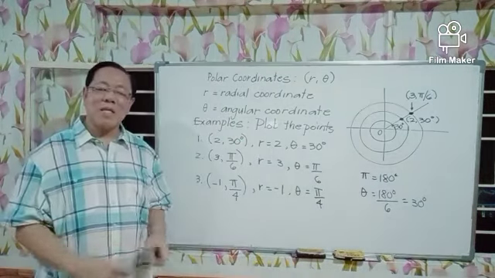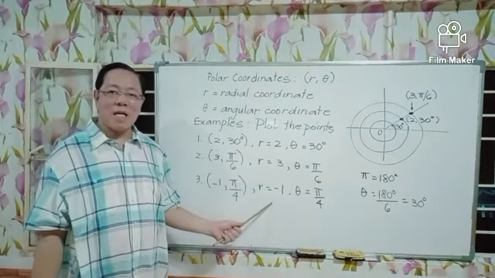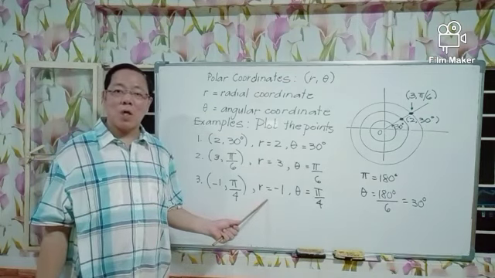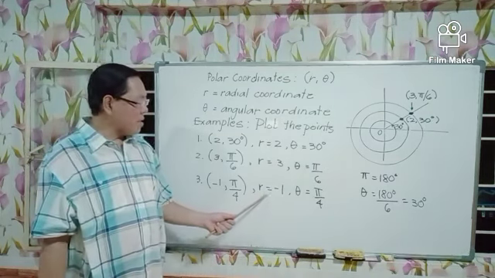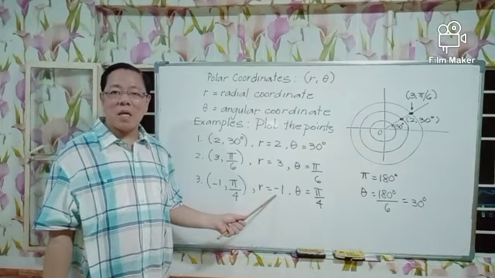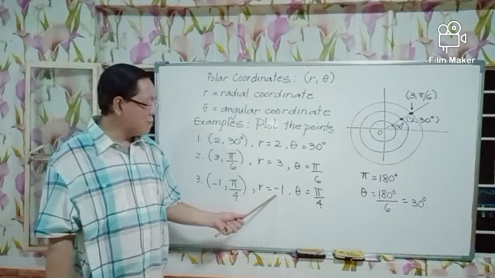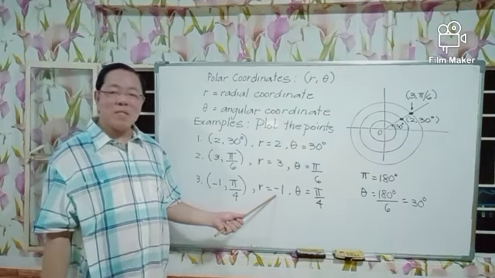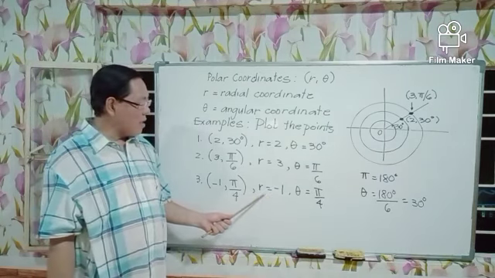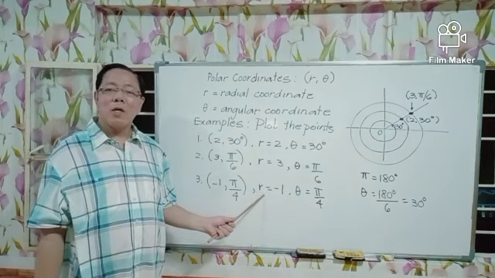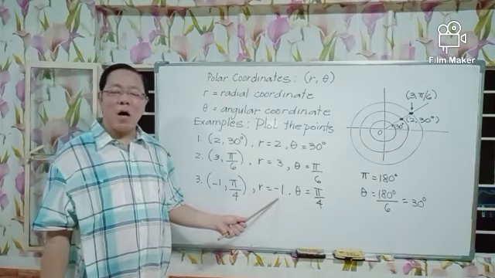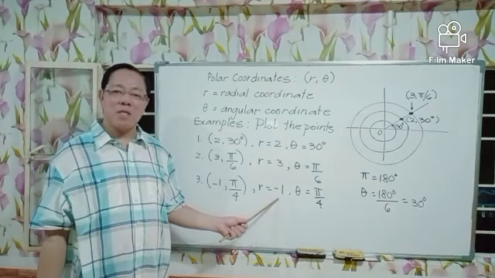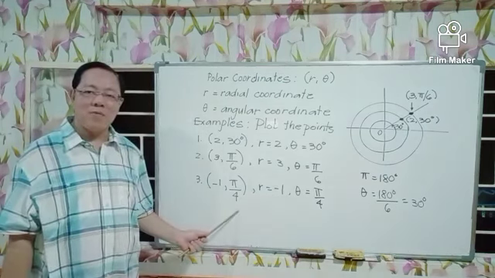In example 3, the radial coordinate is negative 1. Now, the radius vector or the radial coordinate is always positive. But in this case, the negative sign here indicates the direction of the radius. This means that when you plot the radial coordinate, you count 1 unit on the opposite side, opposite the terminal side of pi over 4.